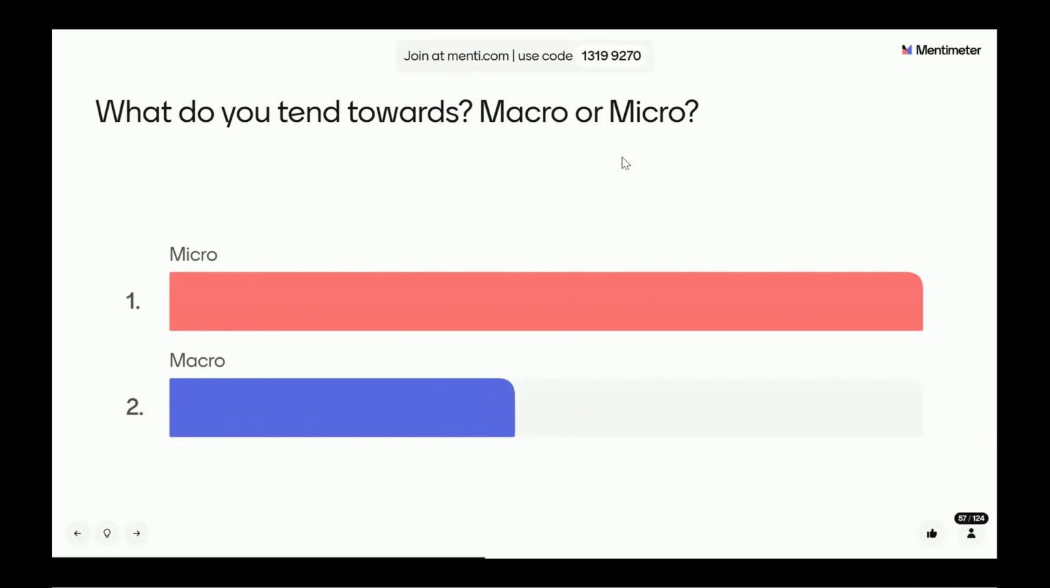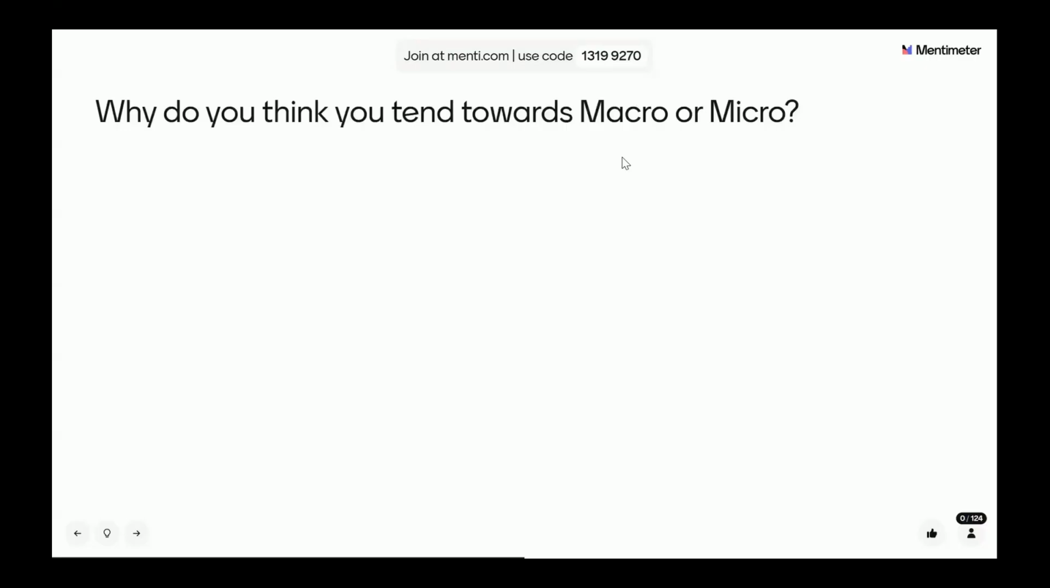We're definitely seeing a trend towards more micro than macro, which is what I kind of guessed that we would see. So keep doing that, but start thinking about why do you think that is? And we'll move on to the next Menti slide in a second. But why do you think you tend towards that? And we kind of teased it out in one of the responses that I highlighted, but would just love to hear from a range of people about why do you think you tend towards the micro or the macro?